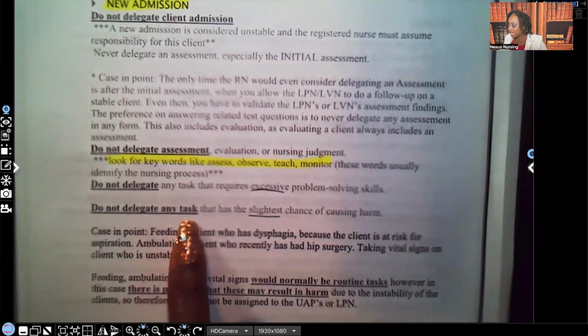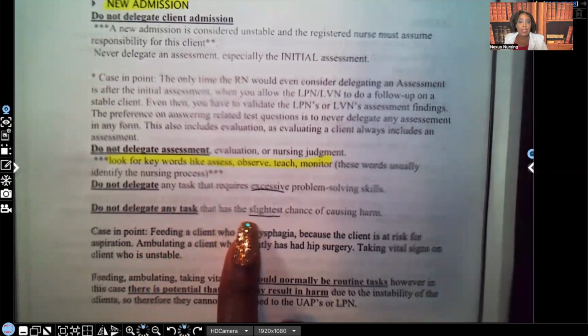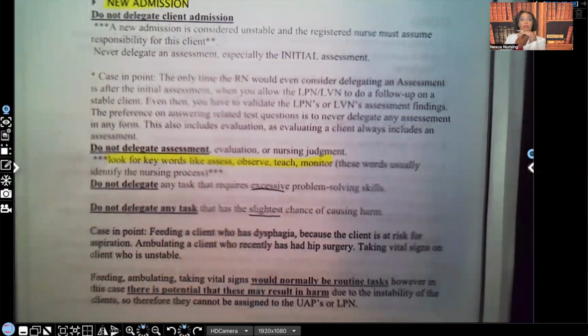Do not delegate any task that has the slightest chance of causing harm. Putting in a central line. This is an invasive procedure that has a chance of introducing pathogens, microorganisms directly into that patient's bloodstream. You can't delegate that to an LPN. The registered nurse has to do that.